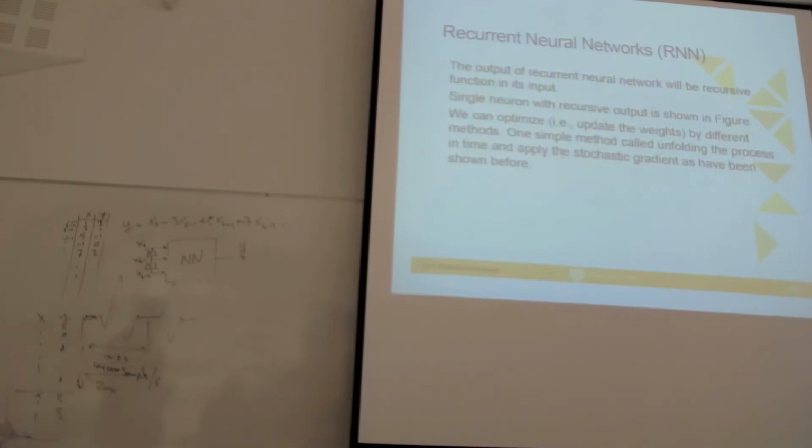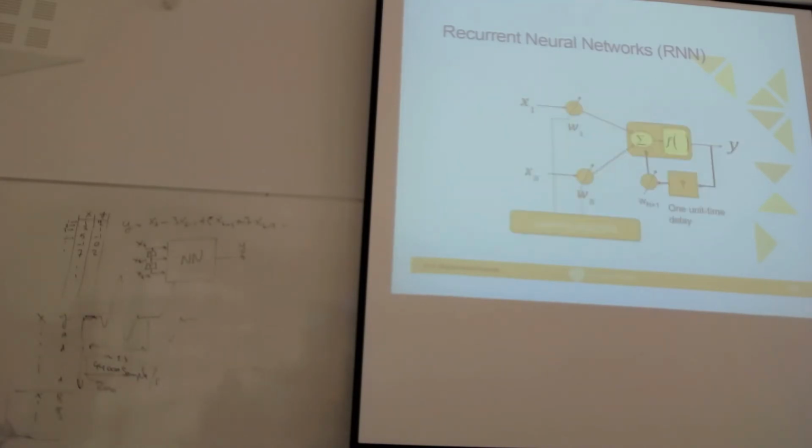Okay, how does it work? We have seen the single neuron before. We didn't have this feedback before. But now, with recurrent neural networks, we might have the inputs as before, but now we have one delay line, and then we have this as an input.